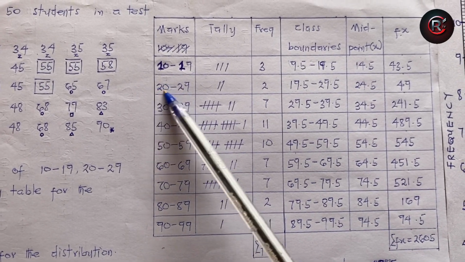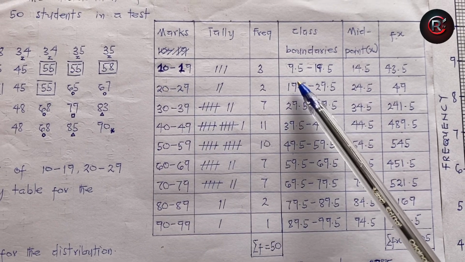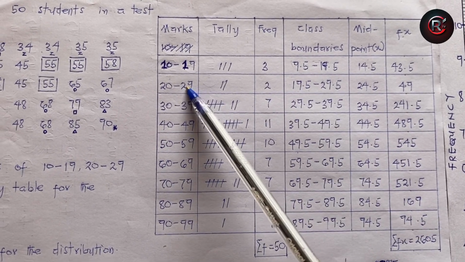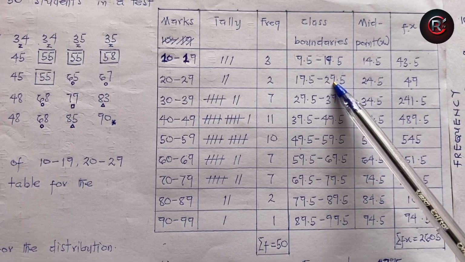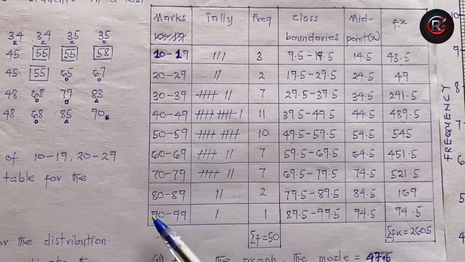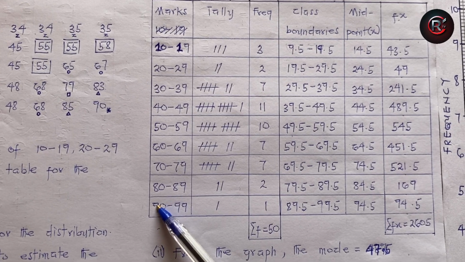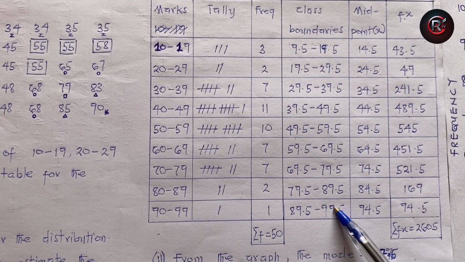So for the next class, you subtract 0.5 from the lower class mark, which will give you 19.5. Then you add 0.5 to the 29, which will give us 29.5. So you do it for all the class intervals. Like this, you subtract from this, which will be 89.5, and you add to this, which will be 99.5.